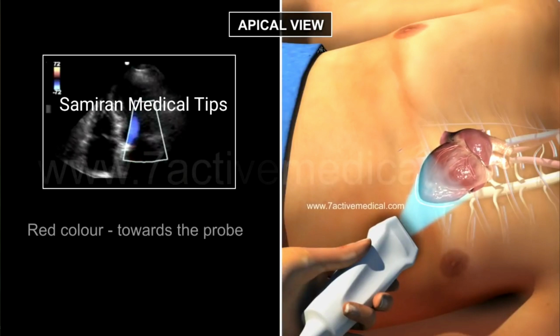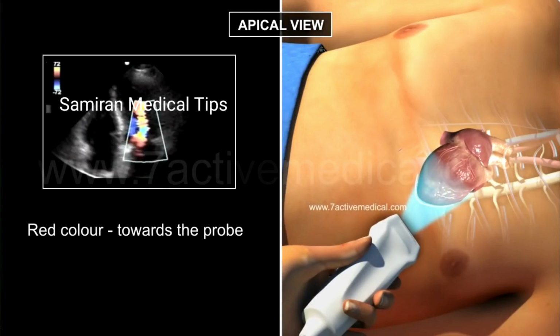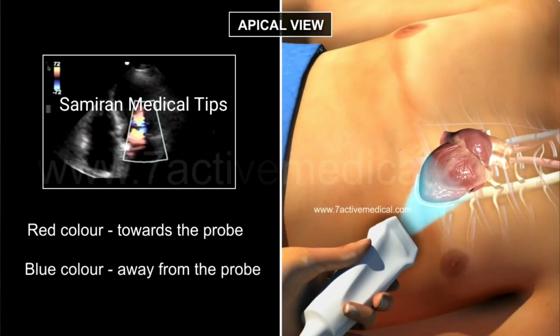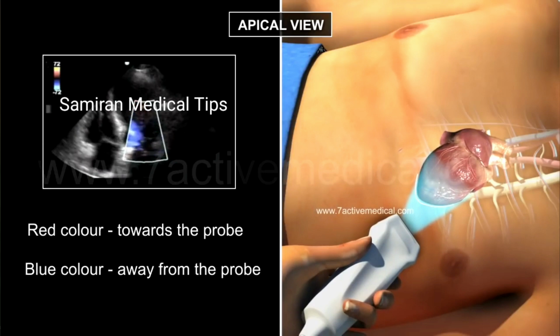With the color Doppler, red color indicates that the direction of blood flow is towards the probe, while a blue color indicates that the direction of blood flow is away from the probe.